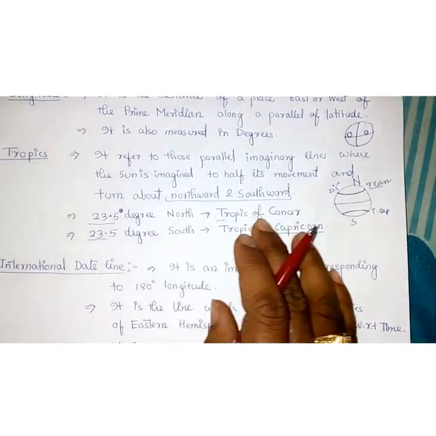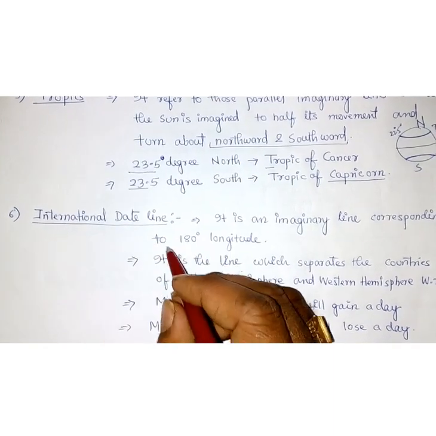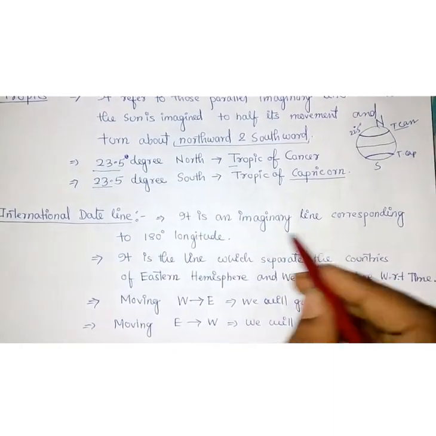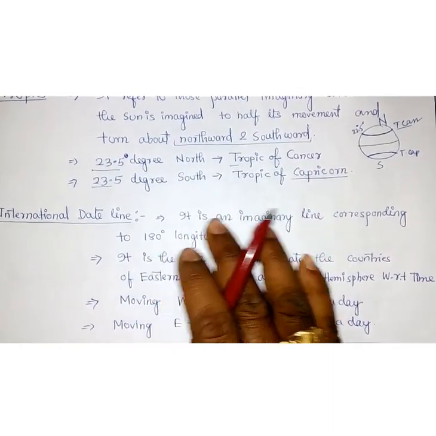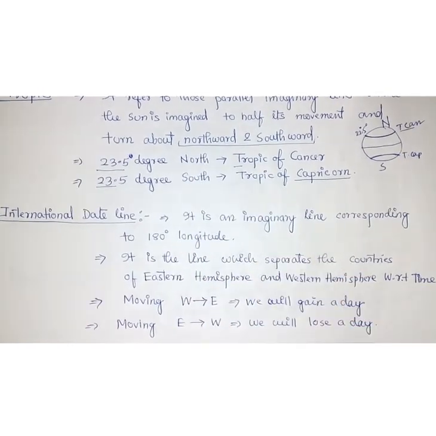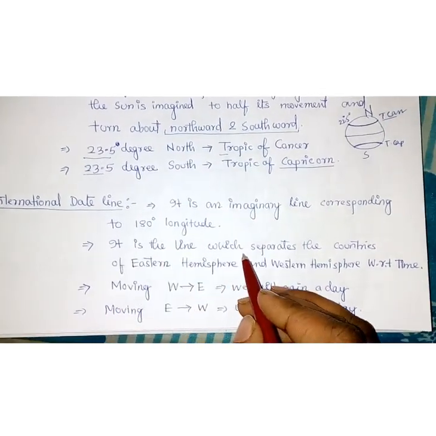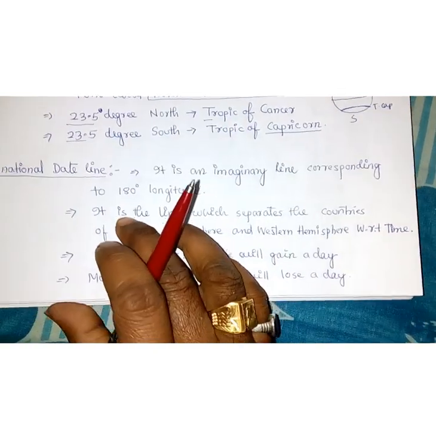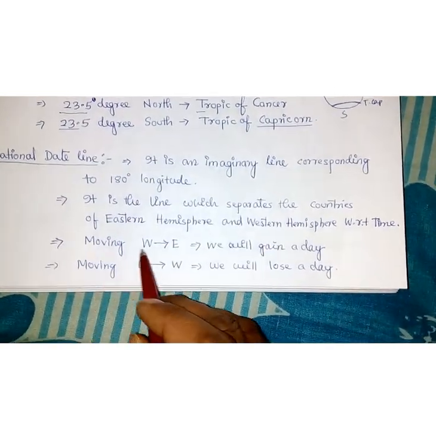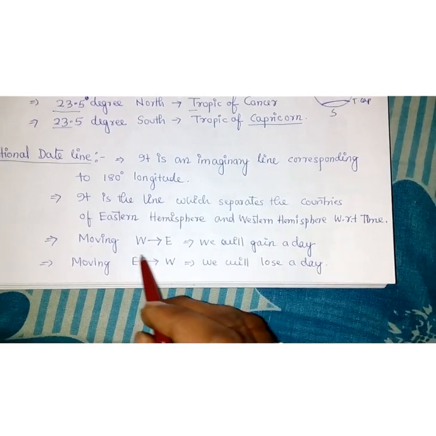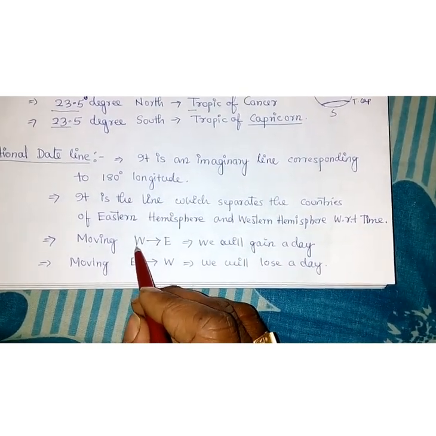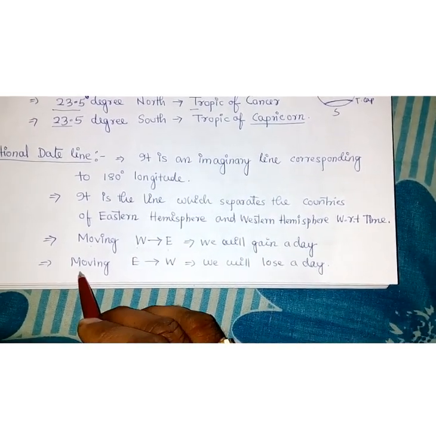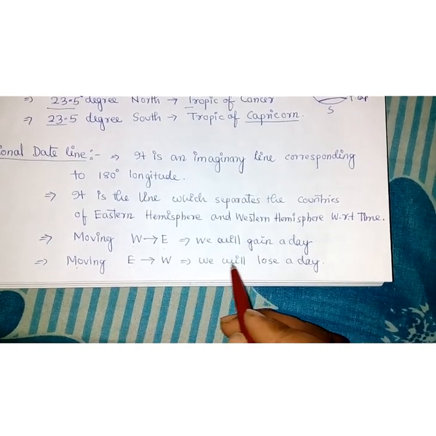Let's talk about the International Date Line. It is an imaginary line corresponding to 180 degree longitude. It separates the countries of the Eastern Hemisphere and Western Hemisphere with respect to time. Moving from west to east, we will gain a day. Moving east to west, we will lose a day.